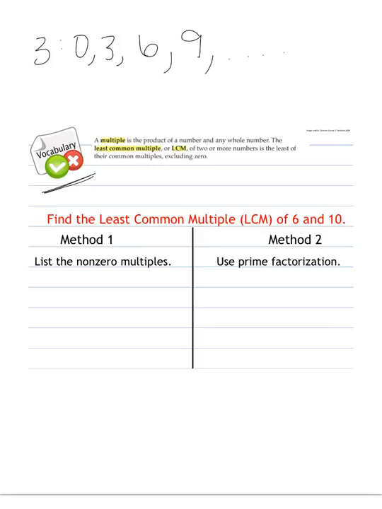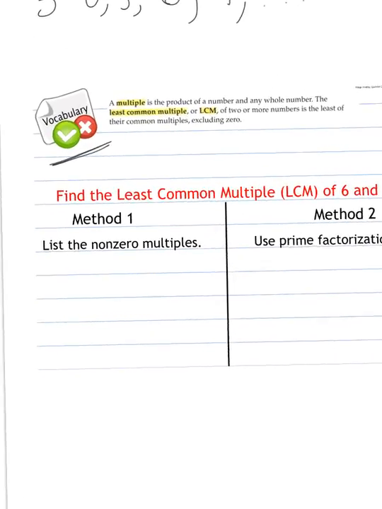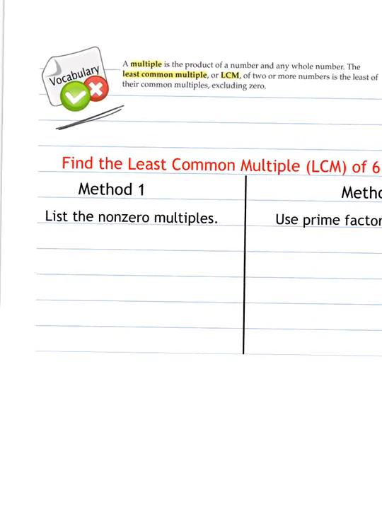One of them is to list the non-zero multiples, so we're looking at 6 and 10. So we would list the non-zero multiples of 6. Well, 6 times 1 is 6. 6 times 2 is 12. 6 times 3 is 18, times 4 is 24, 30, 36, and so on. And then our multiples of 10 are going to be 10, 10 times 2 is 20, times 3 is 30, times 4 is 40, and so on.